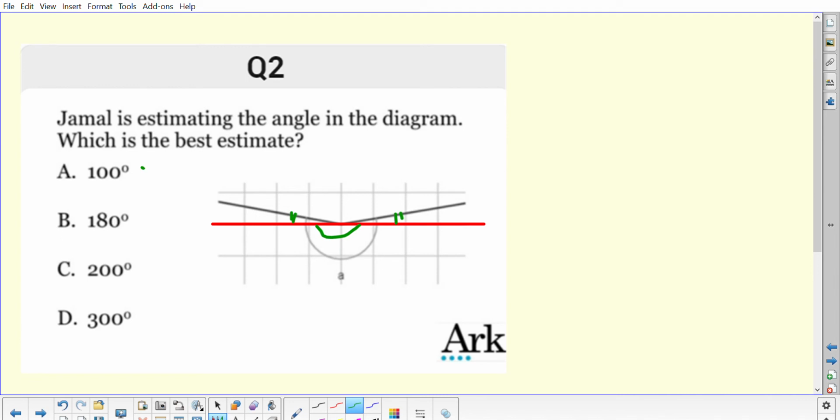Therefore it's clearly not 100, it's clearly not 180, and I think you can tell that it's not as big as 300. So the one you should have been opting for would have been the 200 degrees.